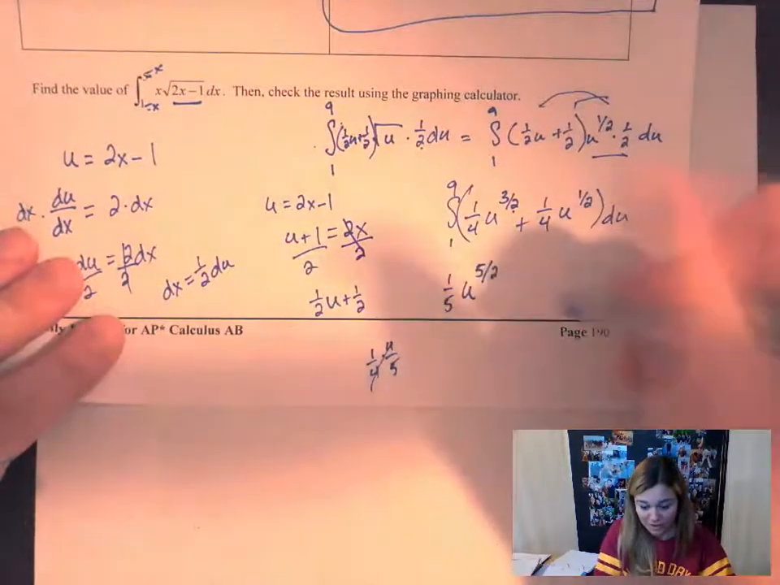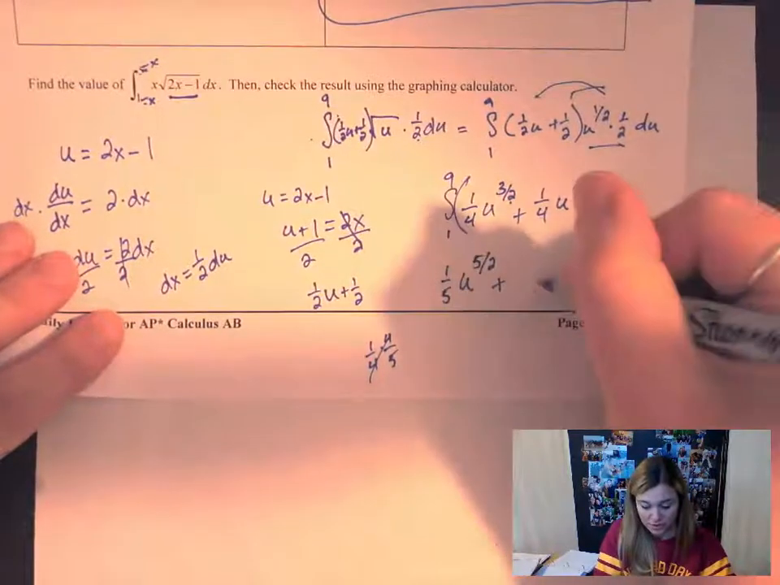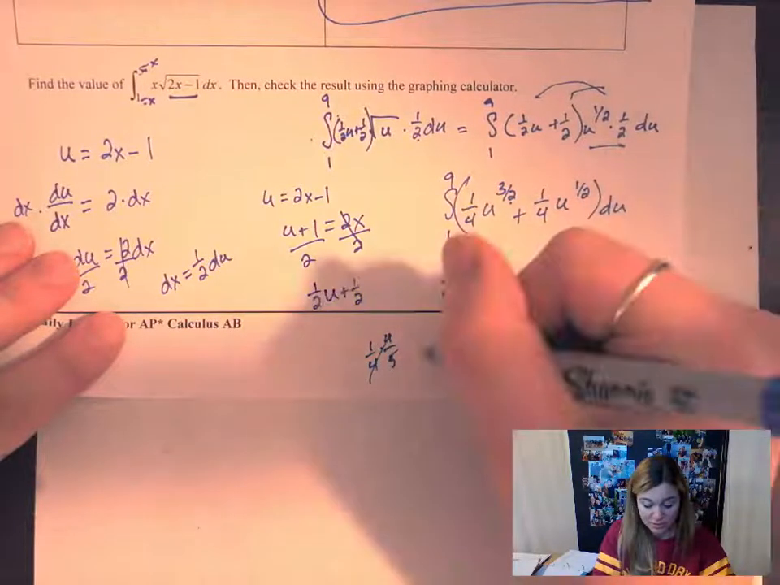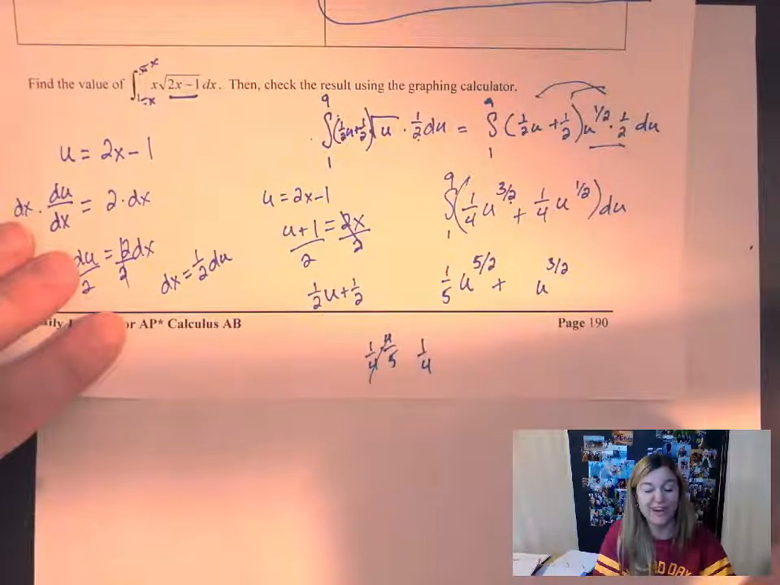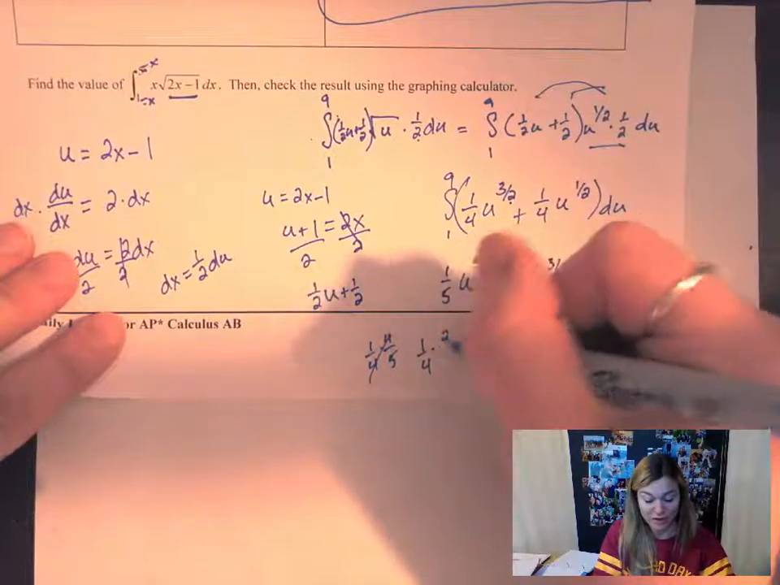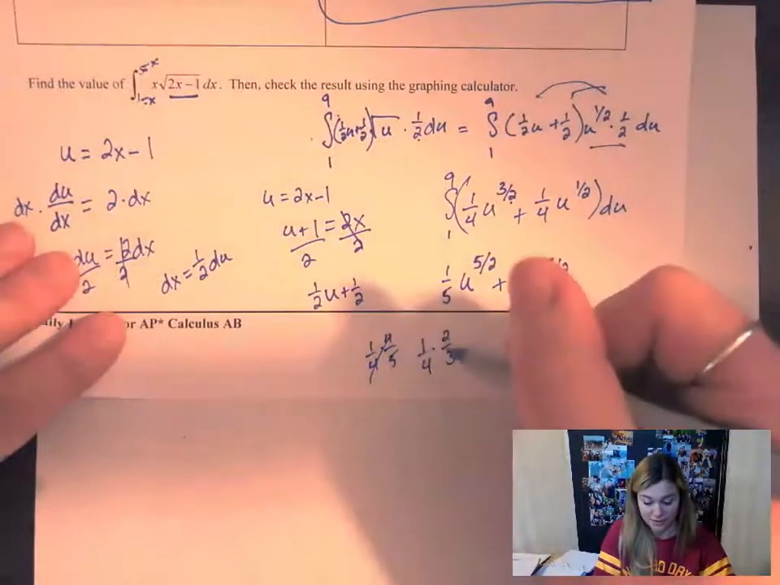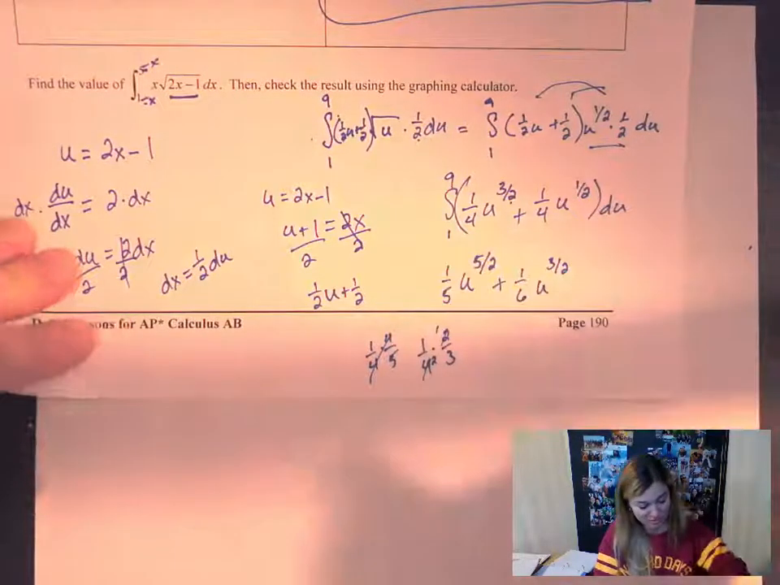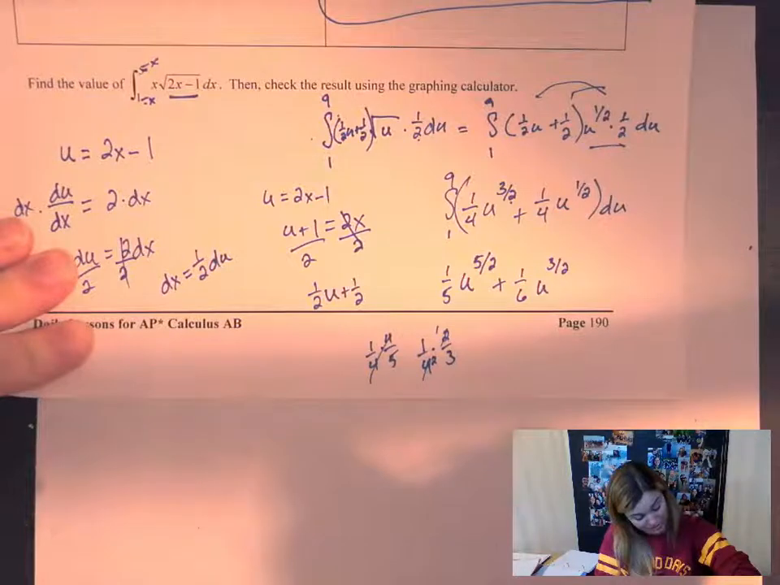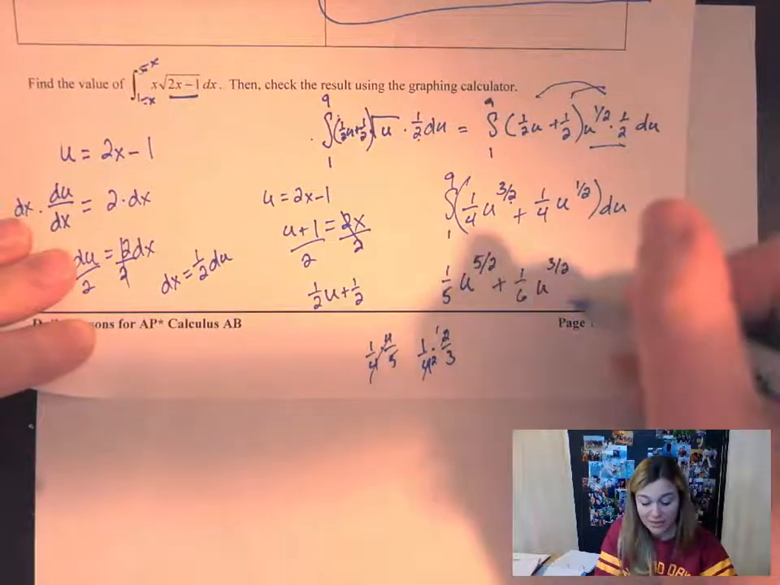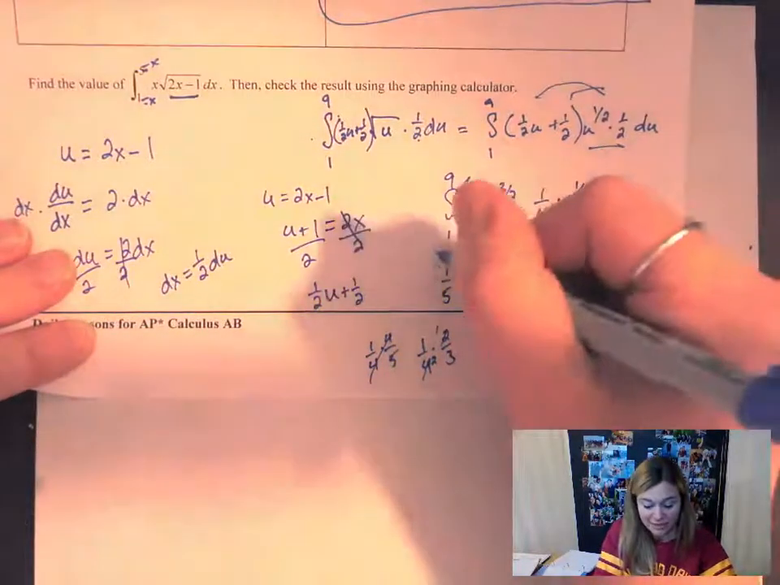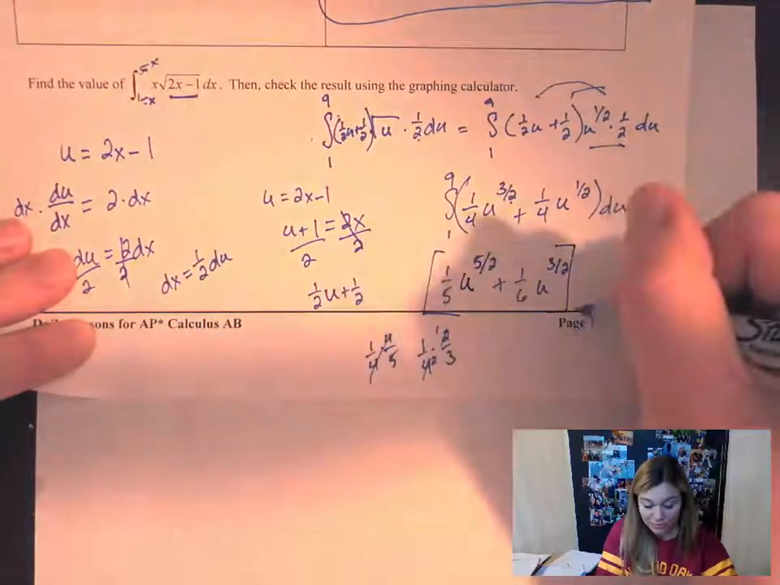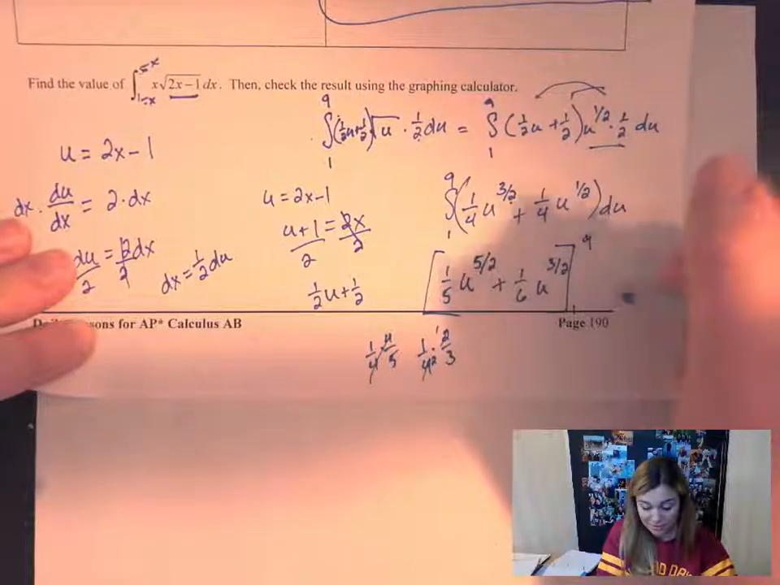So I have 1/5 plus my new exponent, 1/2 plus 1 whole would be 3/2. 1/4 divided by 3/2 is the same thing as 1/4 times 2/3. This would be 1/6. I'm just checking with the old me, making sure I got the same thing. Hey, I did. And then instead of a plus c here, because this is a definite integral, it started at one place and ended in another, we're going to evaluate this from 1 to 9.